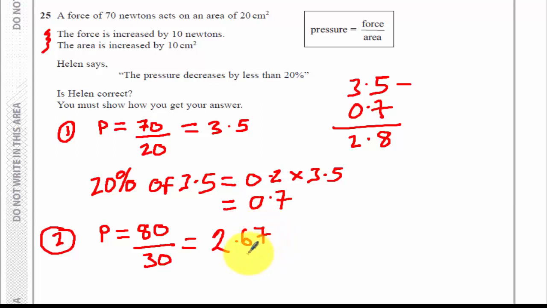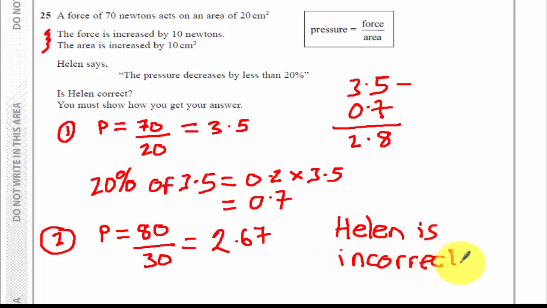You can see that 2.67 is below 2.8, so it's decreased by more than 20%. So Helen is incorrect, and you do have to write that sentence as well, because this 2.67 is below a 20% drop, which would have been 2.8.